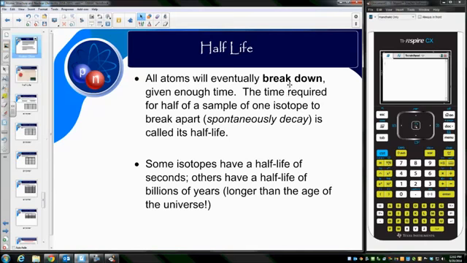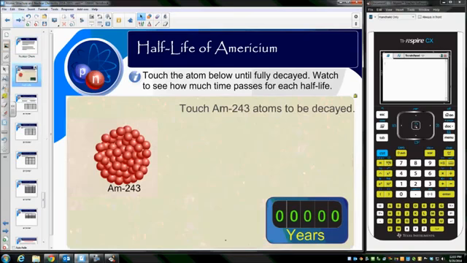All atoms will eventually break down given enough time. The time required for half of a sample of an isotope to break apart is called its half-life. This is a spontaneous process. All matter that's unstable breaks down at a predictable rate, and we call that half-life. Some isotopes have a half-life of seconds, others have half-lives of billions of years, some longer than the age of the universe. So understanding that, we need to figure out how these calculations work and what it really means.